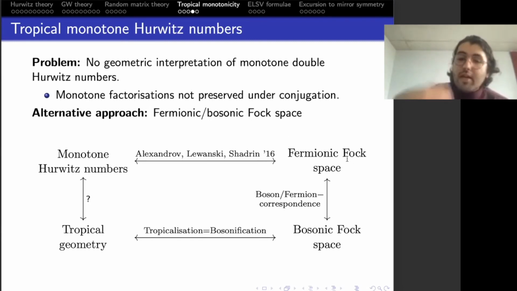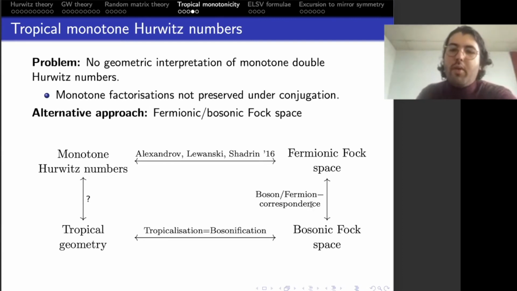Now there's something known, which is called the boson-fermion correspondence, which essentially tells you that the fermionic Fock space and the bosonic Fock space are sort of the same thing. So if you have an object in the fermionic Fock space, you can always express it in the bosonic Fock space and the other way around. So this is what the boson-fermion correspondence tells you. So this comes from some physics words, but it is a very precise mathematical statement.